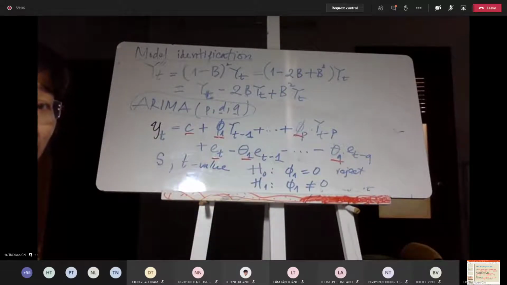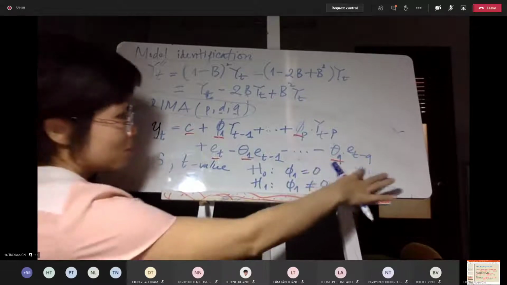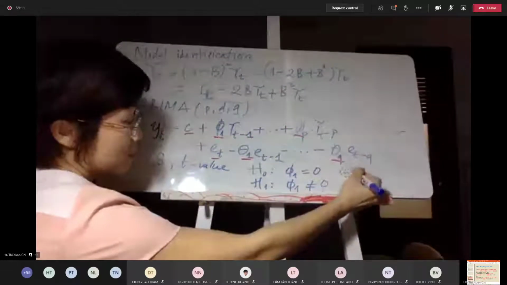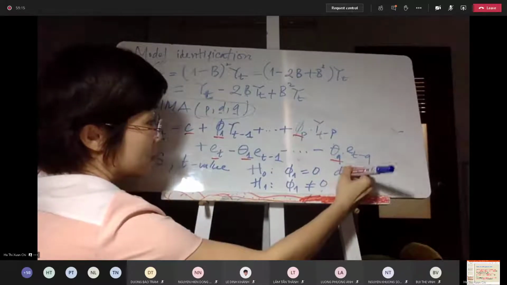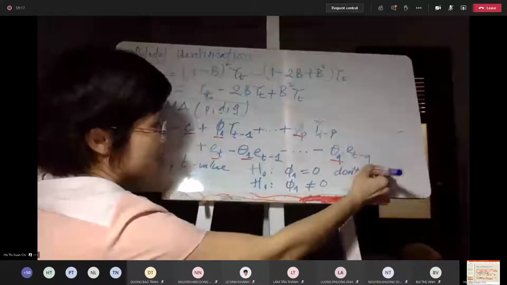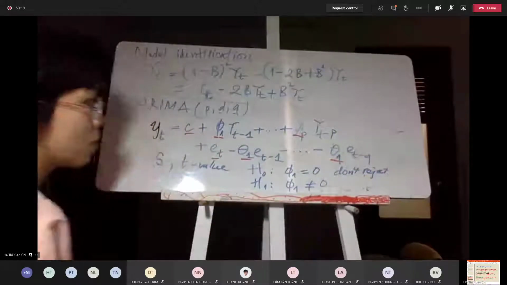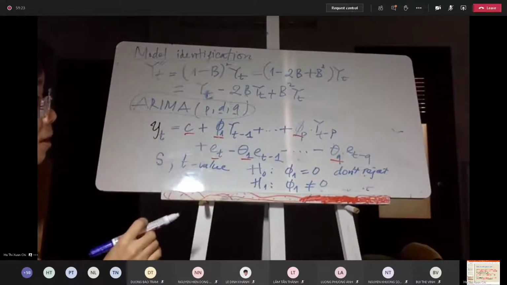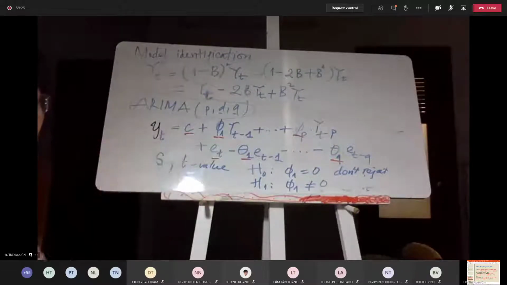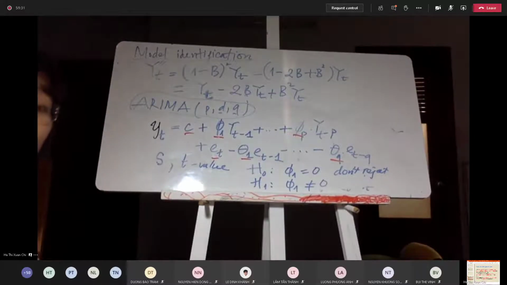If that is not significant, if you do not reject, so you must eliminate phi1 out of the regression model. You drop it from the model. Okay, so remember that.